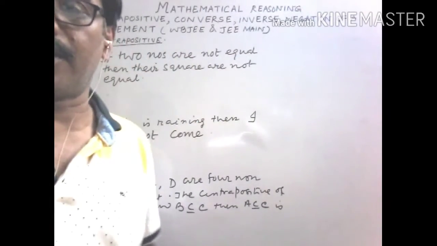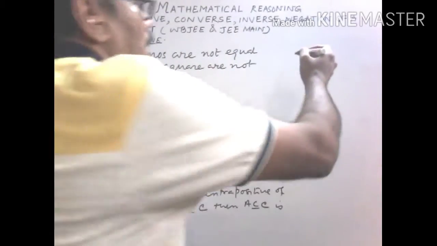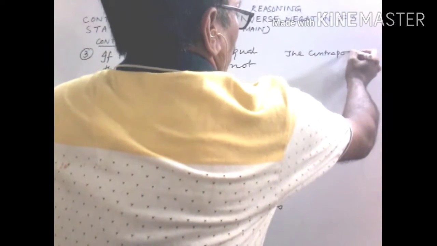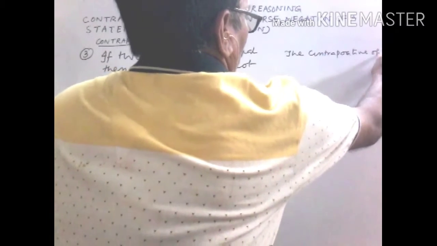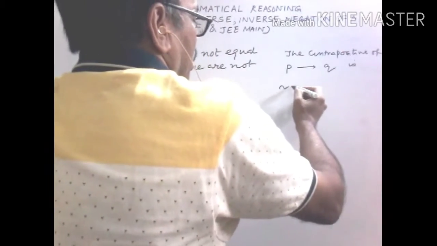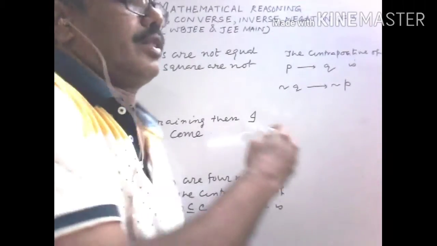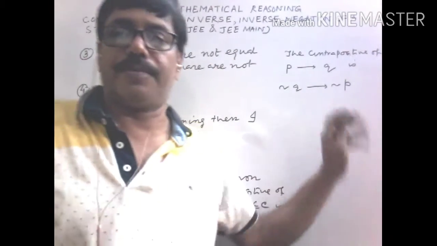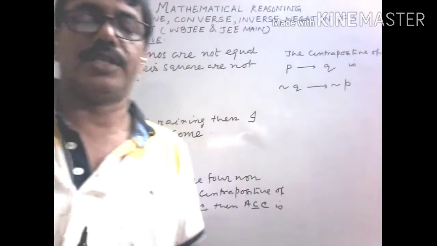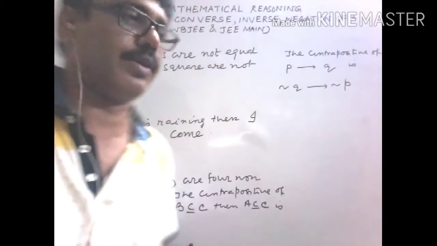I have already stated in previous video. Try to recapitulate. The contrapositive of P conditional Q is negation Q conditional negation P. This is our theory. Now we consider problem of JEE main. How to find contrapositive statement.